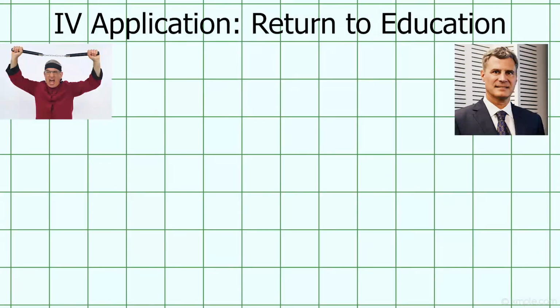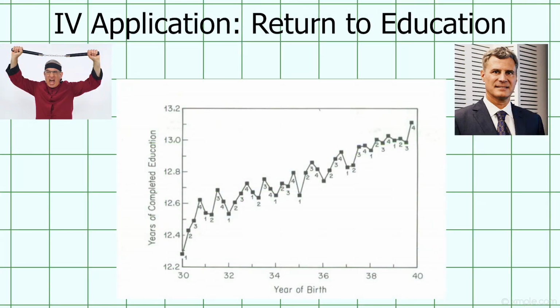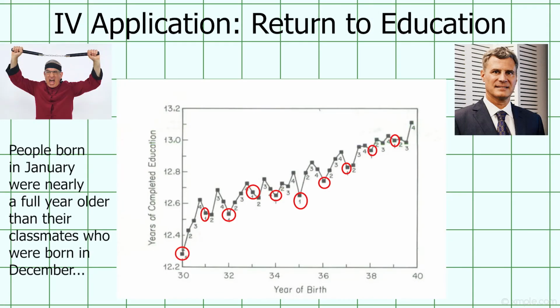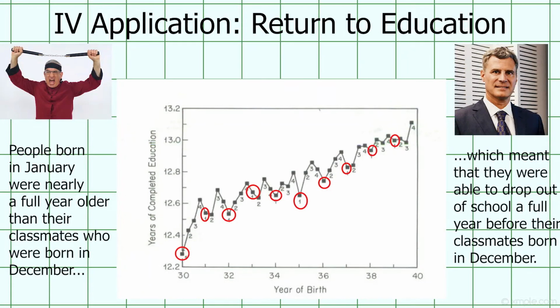Angrist and Krueger noticed in their data that men with birthdays earlier in the year obtained less education than those born later in the year. Why? Well, they argue that since most states at the time required that students start school in the autumn of the calendar year in which they turn 6 and stay in school until their 16th birthday, students born earlier in the year will start school when they're closer to 7 years old and will turn 16 and thus be able to drop out of school earlier than other students in their cohort.